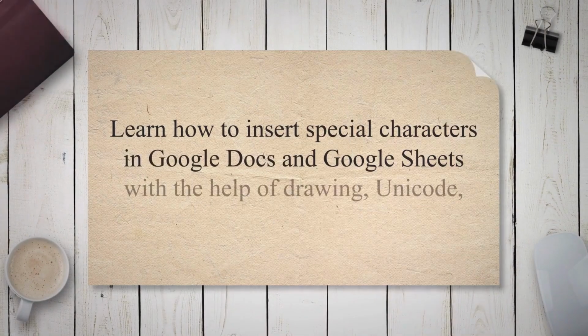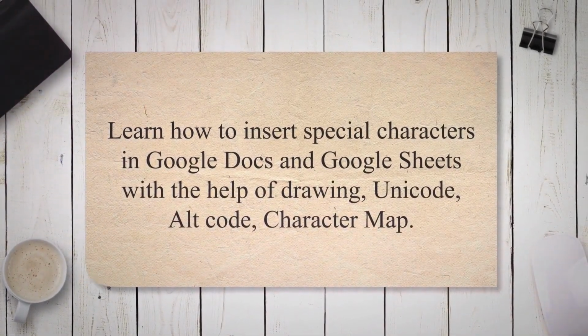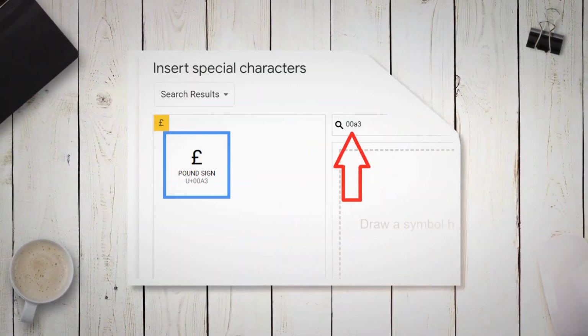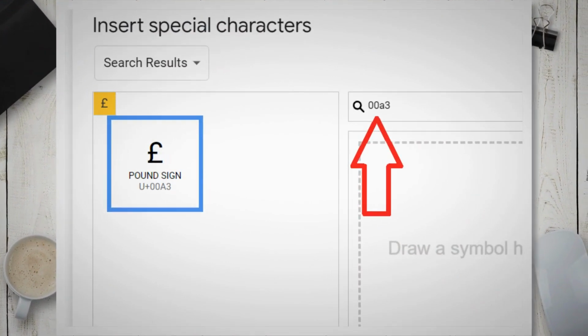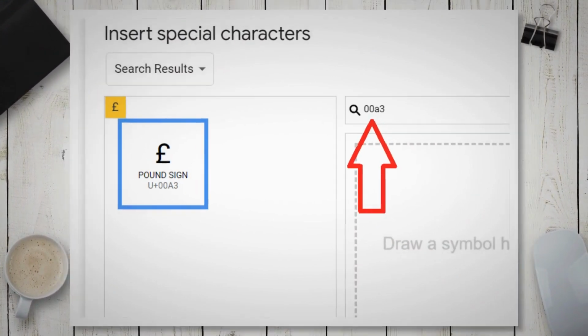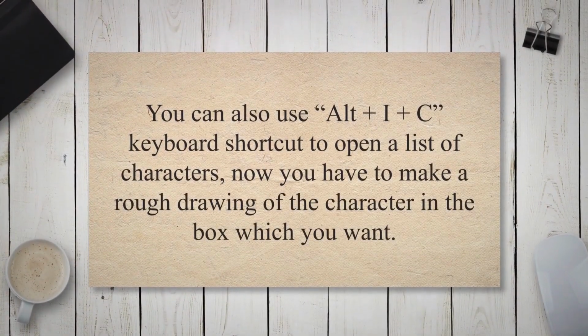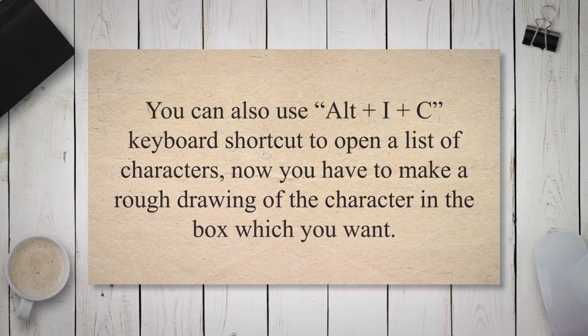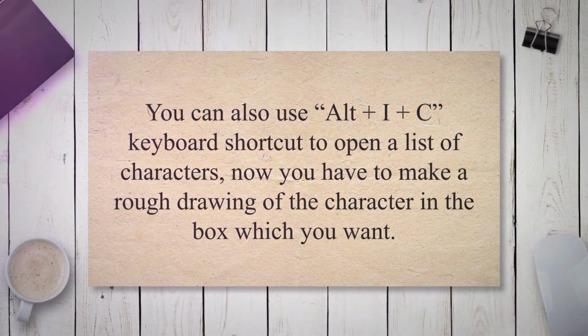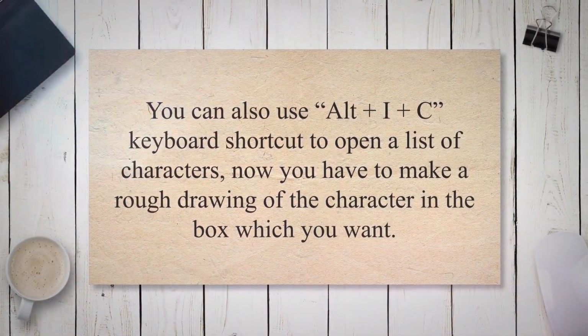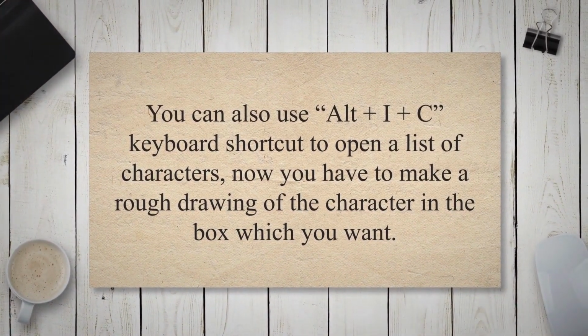How to use Unicode in Google Docs. If you know the Unicode of the character, then type it in the search box. For example, by typing the Unicode of the pound sign, 00A3, it appears in the search results. To find and insert special characters in Google Docs, press the Alt+I+C keyboard shortcut to open a list of characters. Now you have to make a rough drawing of the character you want in the box, as shown in the below image.